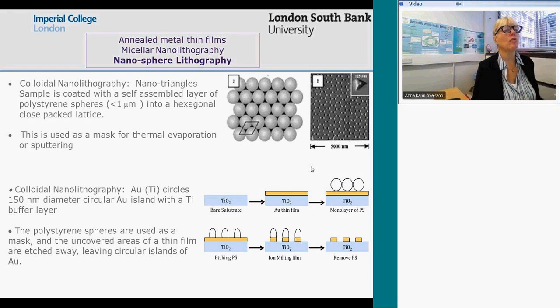This type of self-assembly can be used for slightly more advanced structures, forming gold islands. So this is a more circular disc on the semiconductor. The good thing with this method is that it's also possible to introduce a buffer layer, such as an ohmic contact, etc.